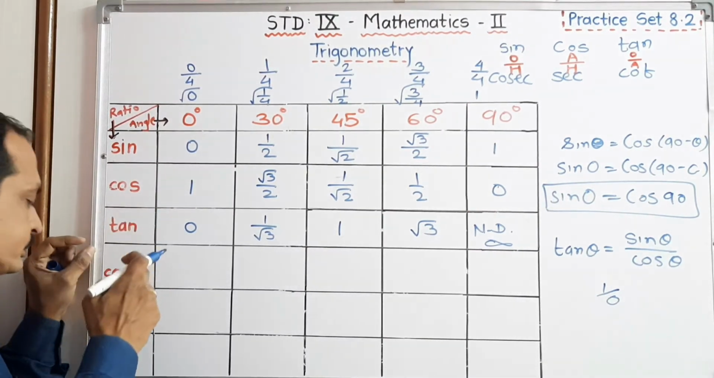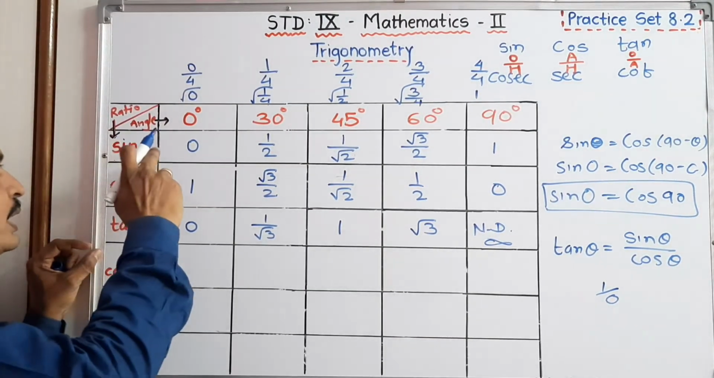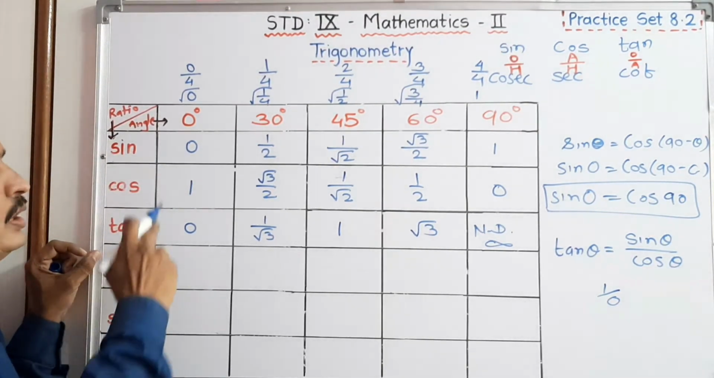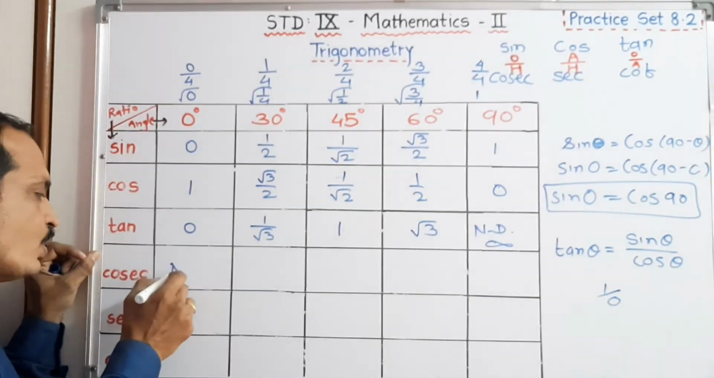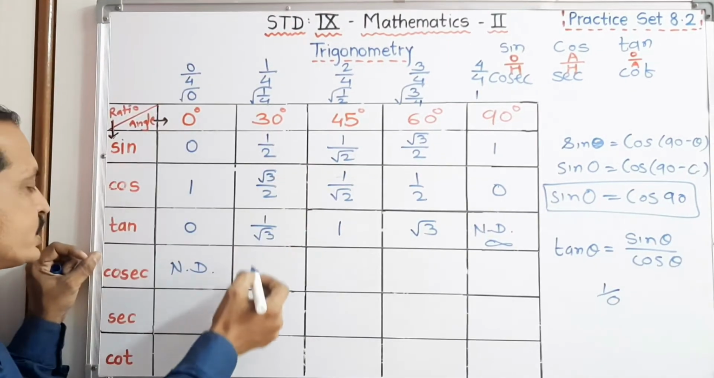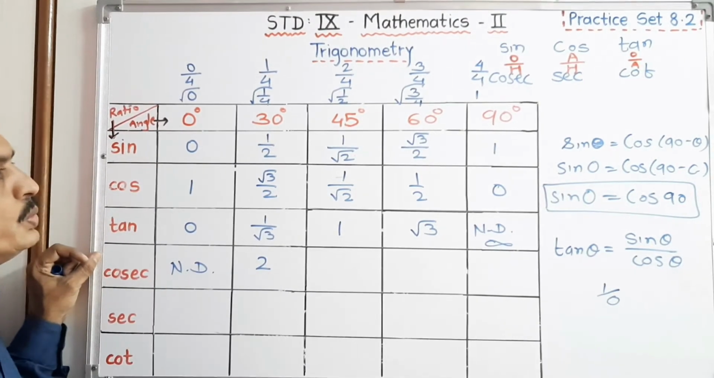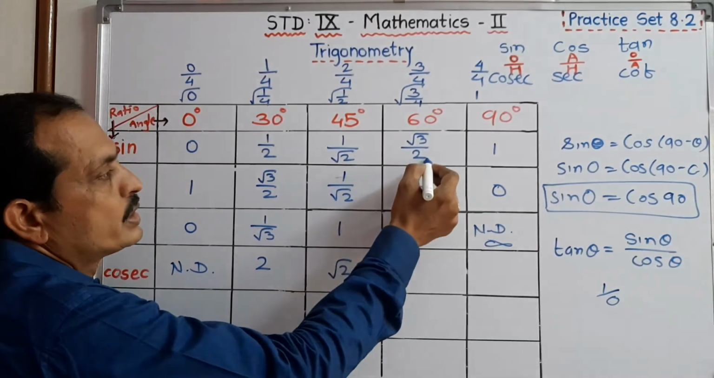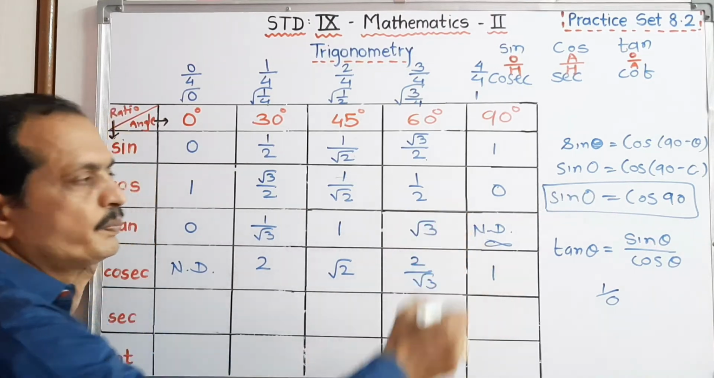After that we have to write the cosec. Dear student, all of you know that sine and cosec are inverse of each other. Inverse of 0 is not defined, therefore it is not defined. Cosec means the inverse of this: 1 upon 2, we can write 2. It is 1 upon root 2, we have to write root 2. It is root 3 upon 2, it is 2 upon root 3, and here it is 1.